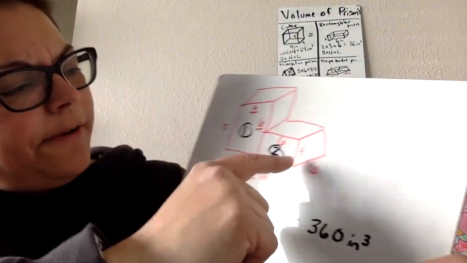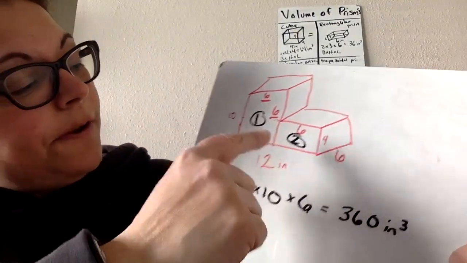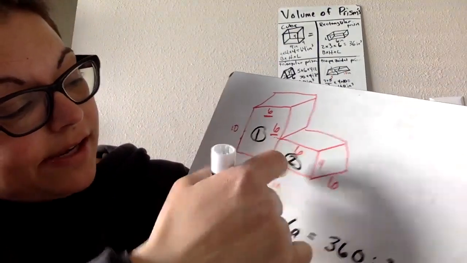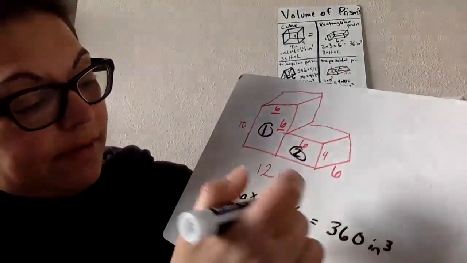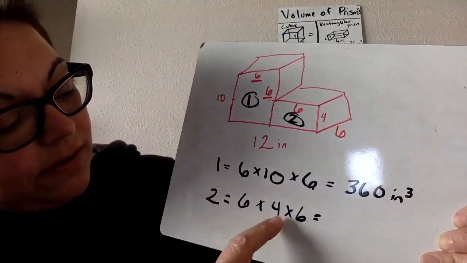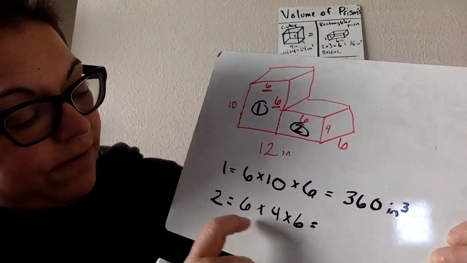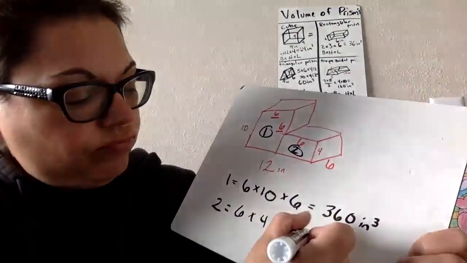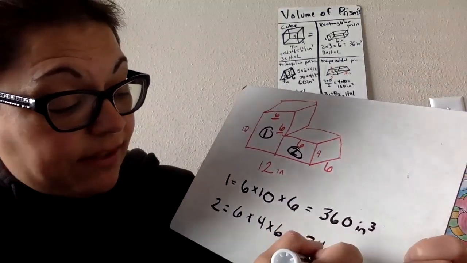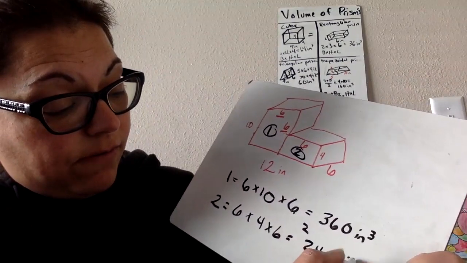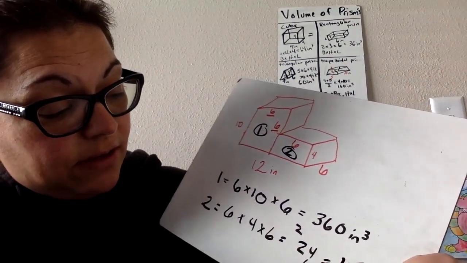Seriously. All right. Then we have this cube. So I have my base is 6, my height is 4, and my base is 6. Okay. So 6 times 4 times 6, so 24 times 6. 4 carry 2, 144. So I have 144 inches cubed.